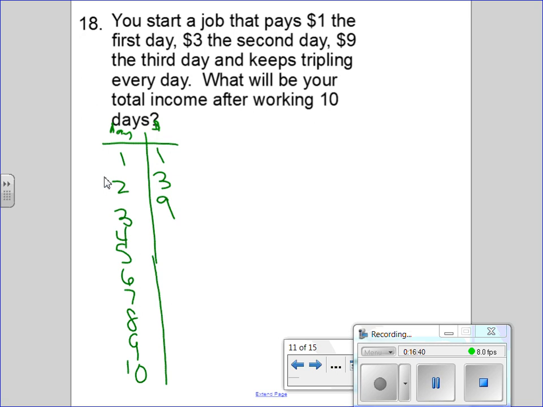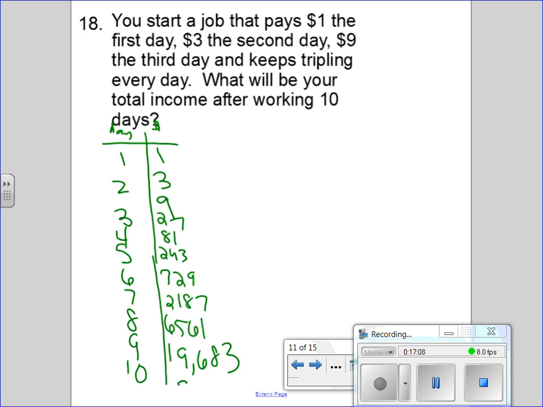So $27 on day 3, $81 on day 4, making sure I'm staying aligned, $243 on day 5, $729 on day 6, $2,187 on day 7, $6,561 on day 8, $19,683 just for working on day 9. Suddenly you're like a professional athlete.